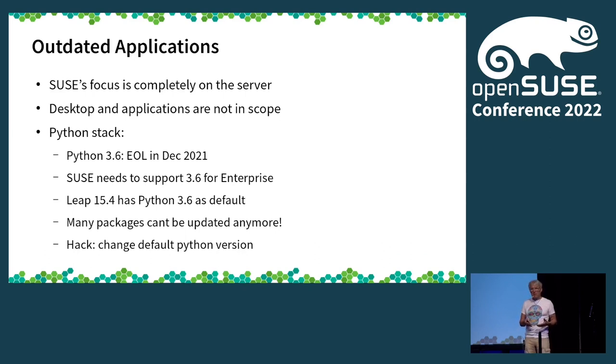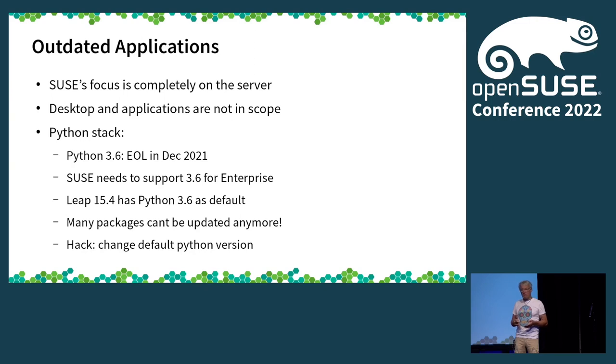And here we are affected, for example, by the issue that the Python stack that is shipped by default with 15.4 is Python 3.6. End of life cycle, December 2021. That's half a year ago. Right? And I doubt that we get any security updates into that. SUSE needs that still for enterprise customers. But we cannot update many packages anymore, because this 3.6 ship has sailed a long time ago. And if we now get new applications, they want Python 3.8 or 3.10 or something like that. And the unpleasant situation here is that we know that we're shipping software which is vulnerable, but we cannot update it anymore, because we would need a newer Python stack.